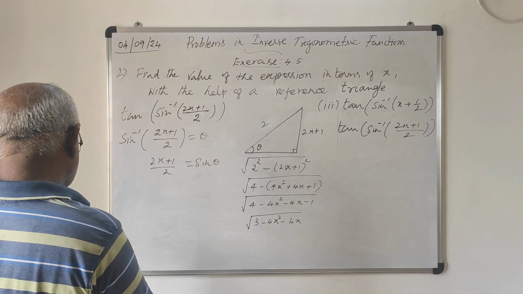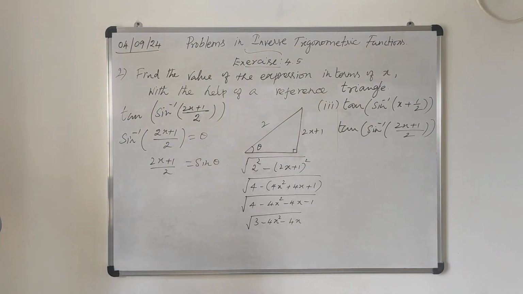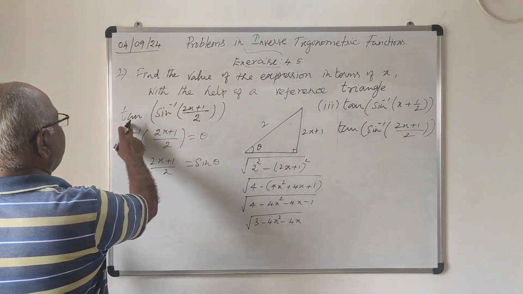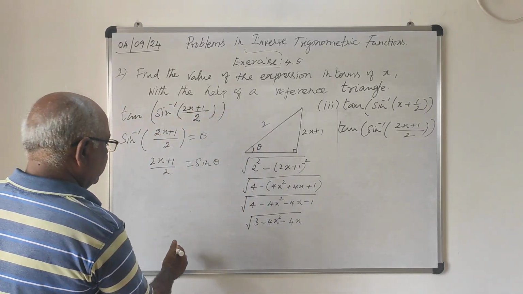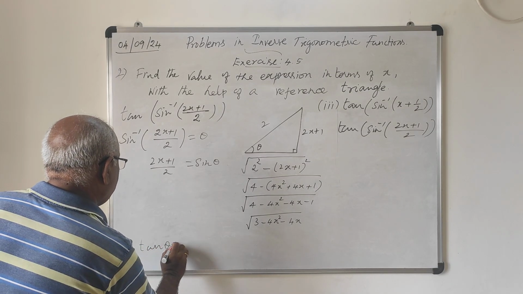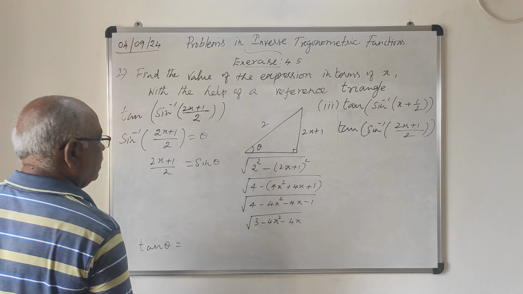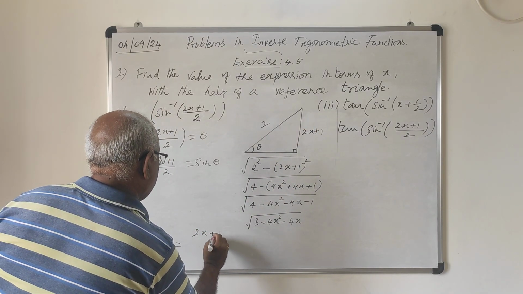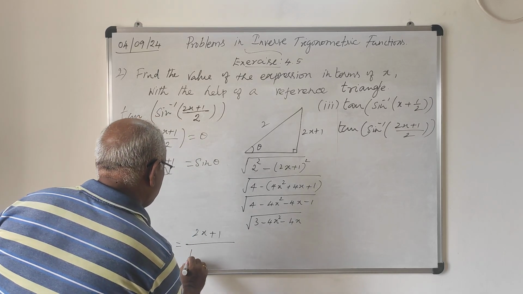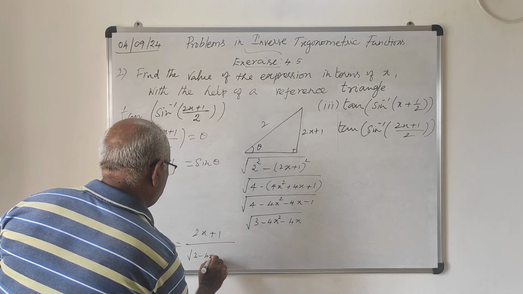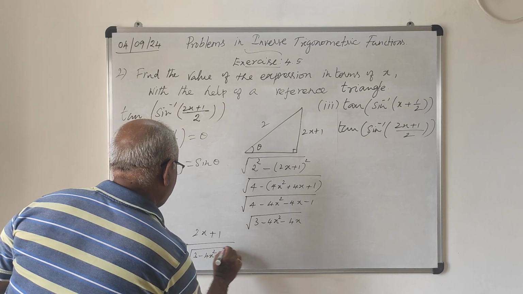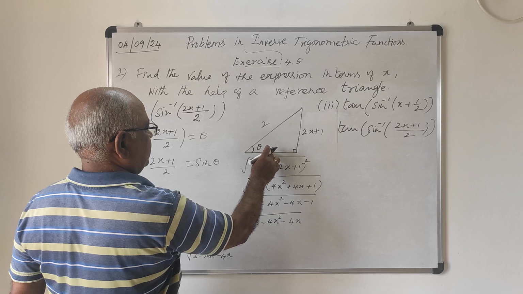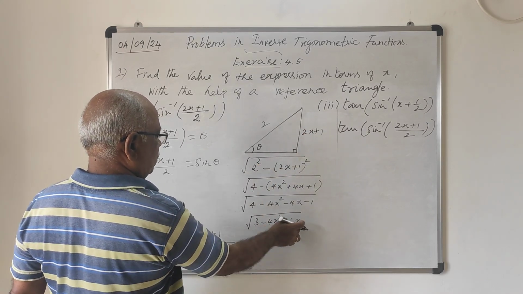Okay. So, from this expression, we want tan theta, because this is theta. What is tan theta? Tan theta is opposite by adjacent. Opposite is 2x plus 1, by adjacent side, root of 3 minus 4x square minus 4x. This is adjacent side, this is opposite side. Tan theta is opposite by adjacent, that is 2x plus 1 by root of 3 minus 4x square minus 4x.